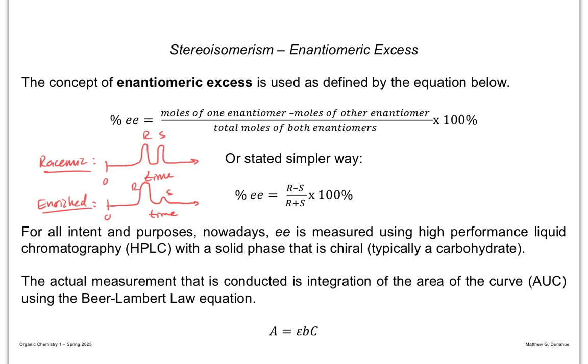Something you may have seen in your general chemistry is the Beer-Lambert law equation, and that's what the HPLC is measuring. So it's just another way that light interacts with molecules. Absorbance equals the molar absorptivity times, I forget what b is, times concentration. I have it on the next slide. I can't remember what b is, but basically that's giving you, from this equation, the area under those curves.